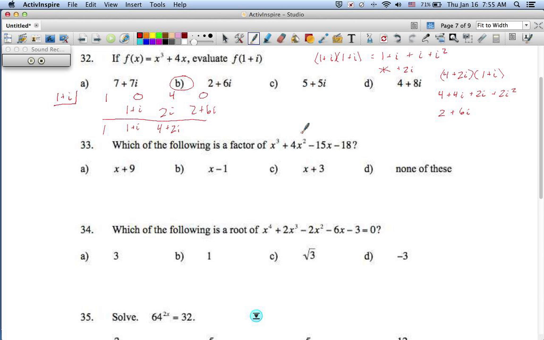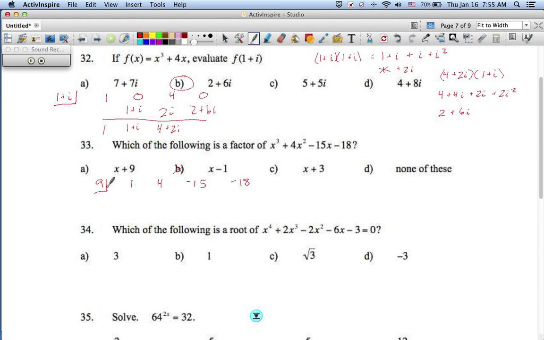Which of the following is a factor? So again, I'm going to go the synthetic division route. 1, 4, negative 15, negative 18. As far as rational roots go, they're all possible because factors of 18 are plus and minus 1, plus and minus 2, plus and minus 3, and plus and minus 9. I'm going to do the 1 first because I can do that in my head. 1 plus 4 is 5, minus 15, minus 18, not a chance.